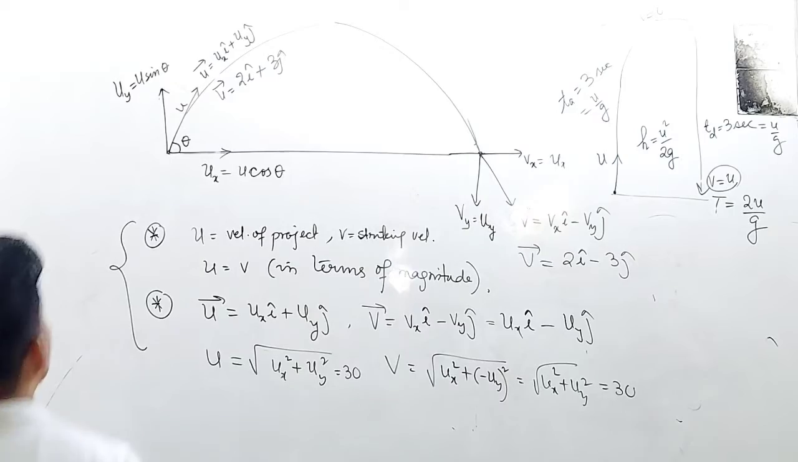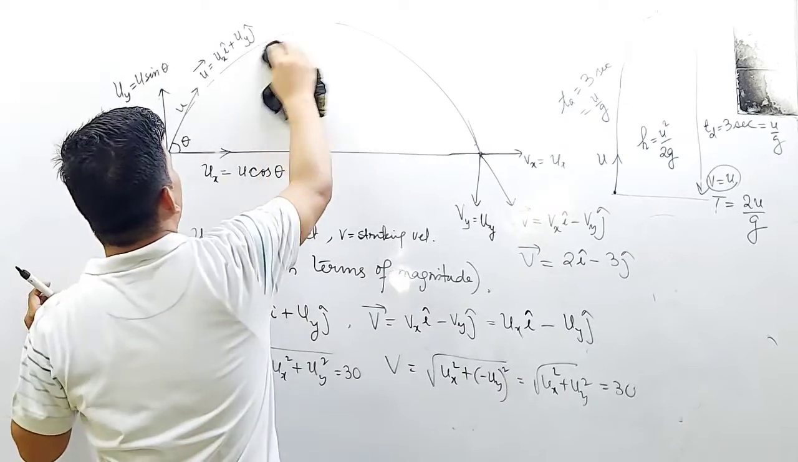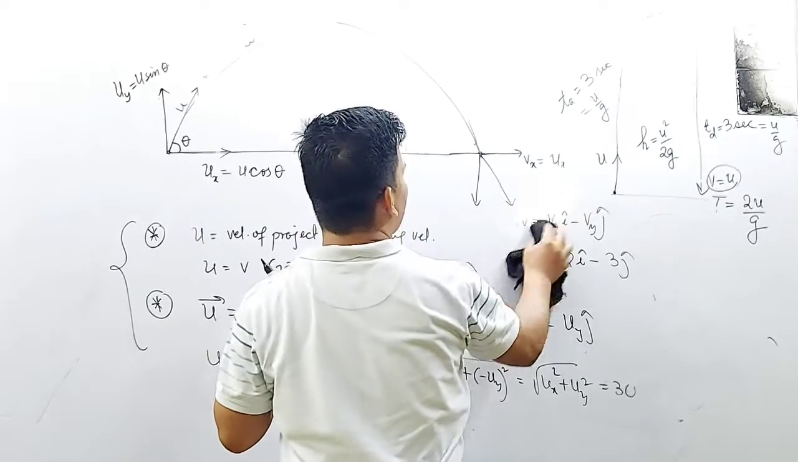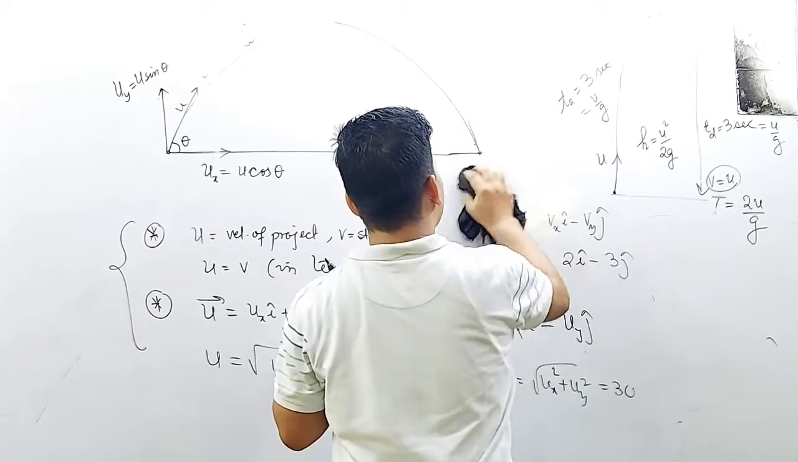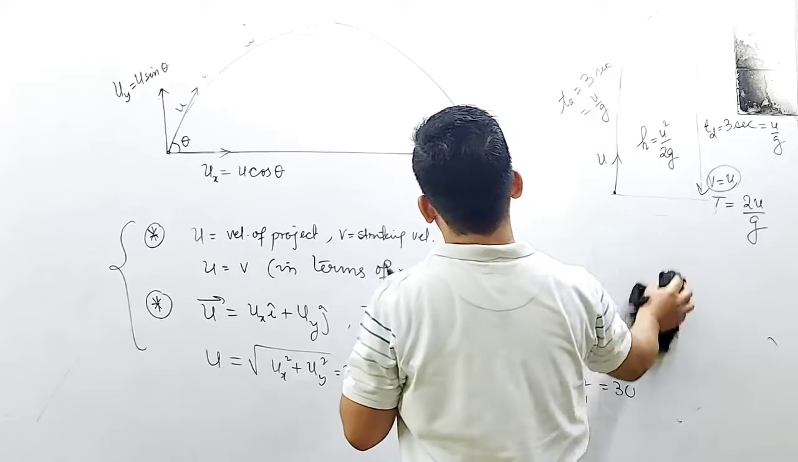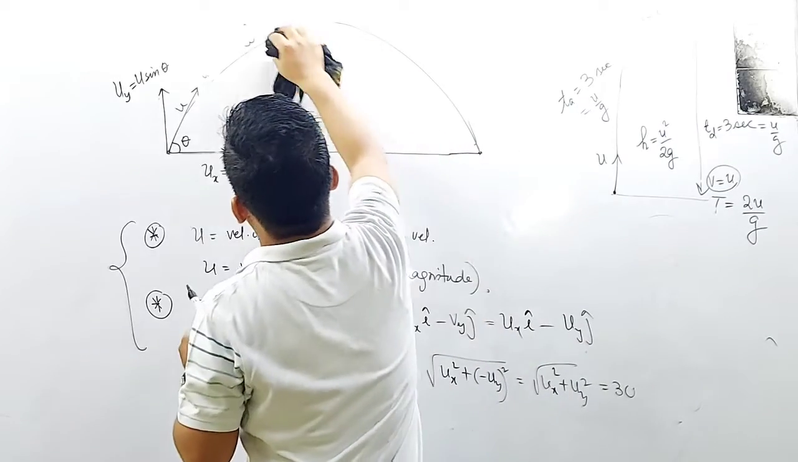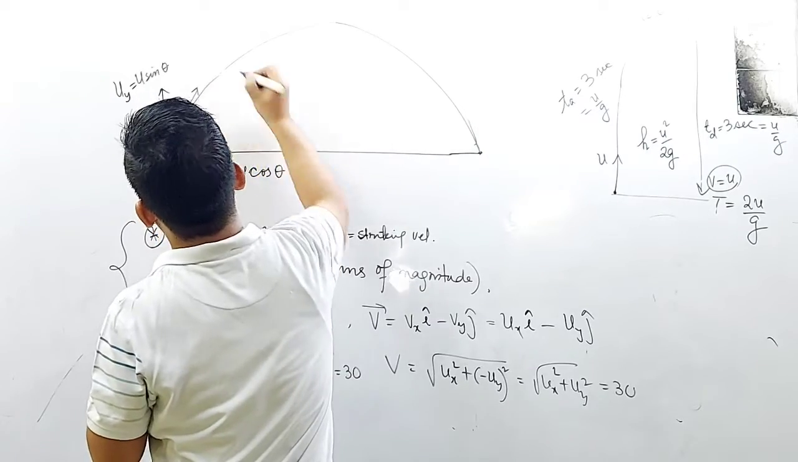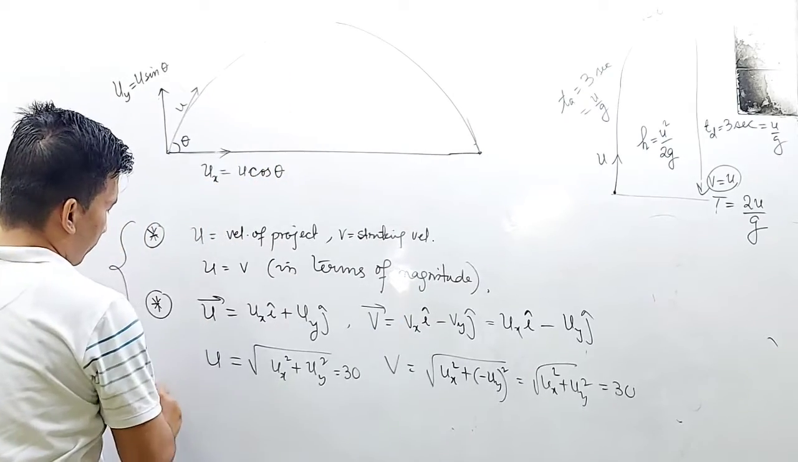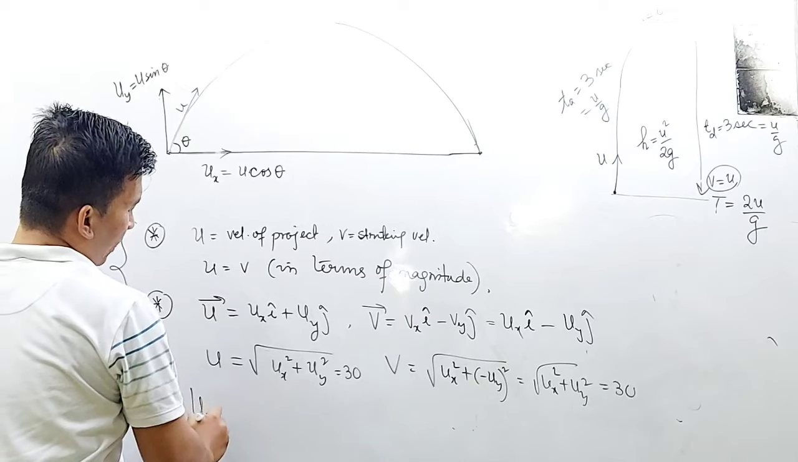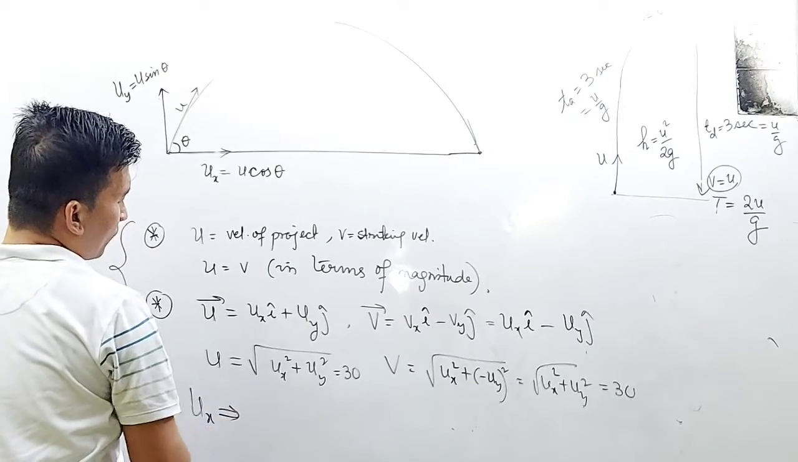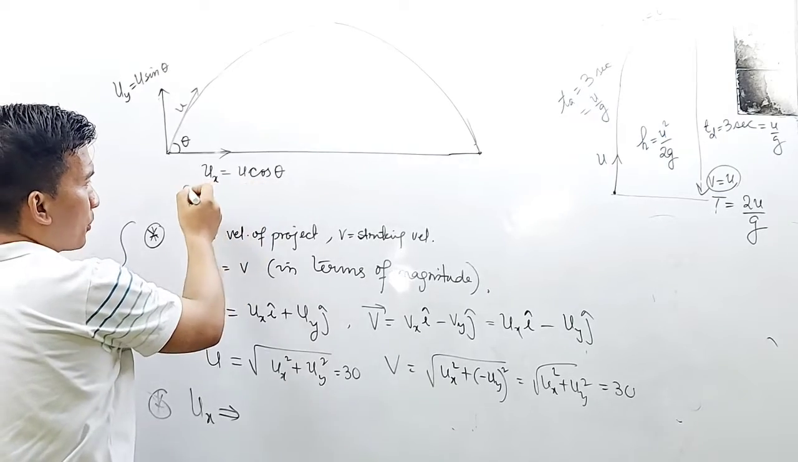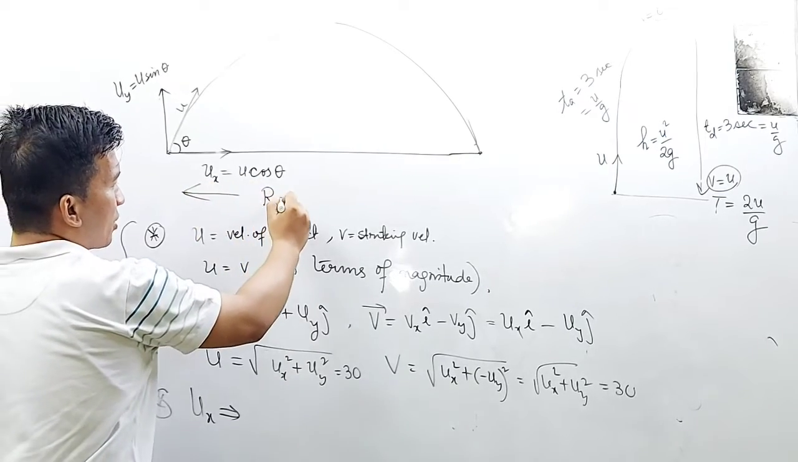Point number 3. Your ux, this is responsible for horizontal velocity, and it will be responsible for producing what is known as range.